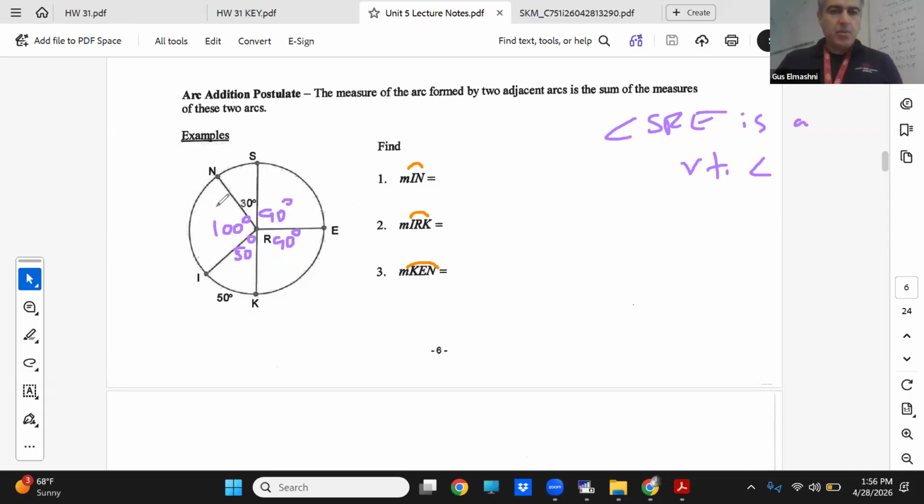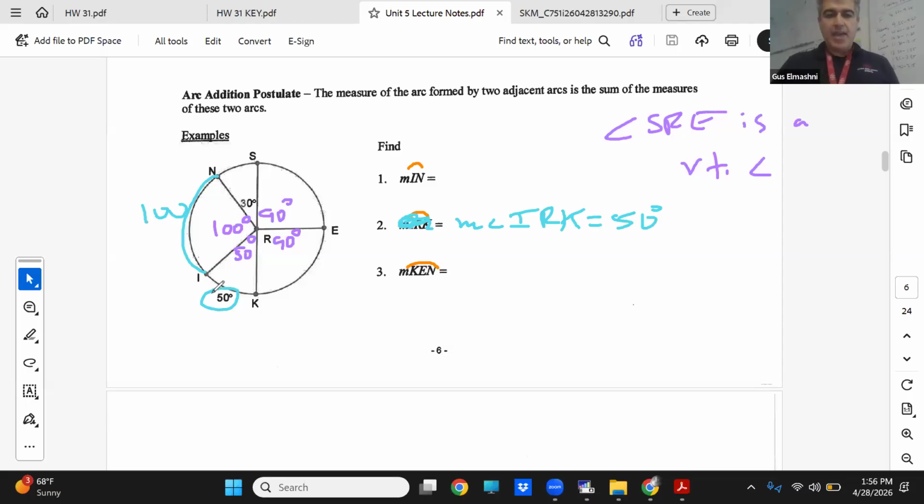Okay, so this arc here has to be 100. IN has to be 100. IRK, which goes, oh, that's just an angle. Oh, that's an arc. Wait, what? That's weird because R is a center. I think they meant to say the measure of angle IRK. That's 50 degrees. It's 90, because the arc is 50. Because the arc's 50, that's why.